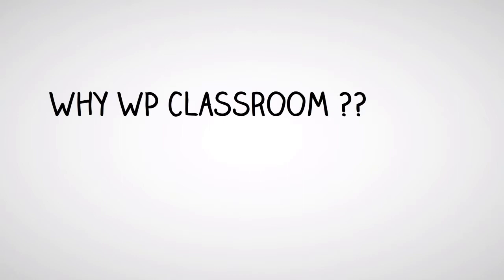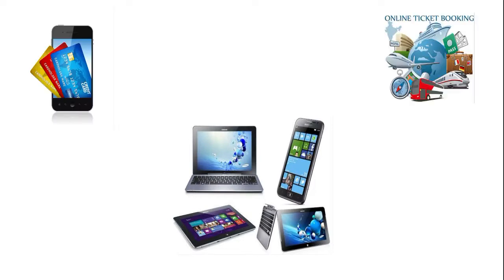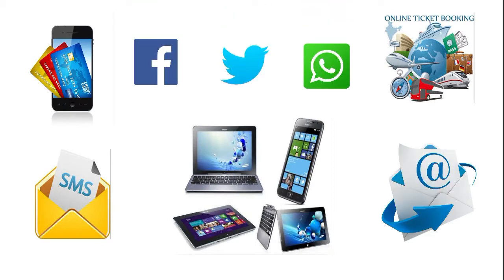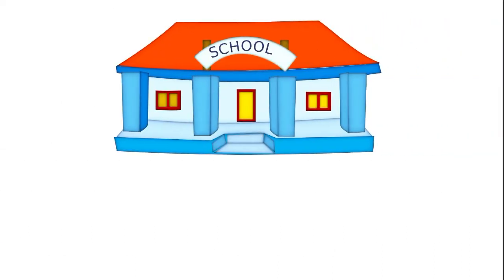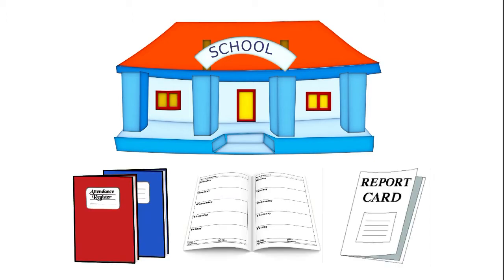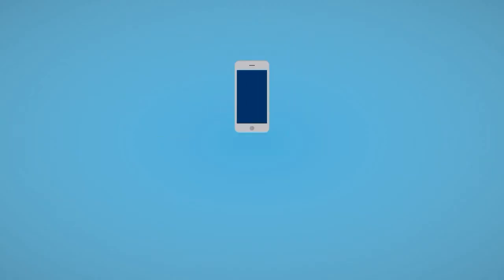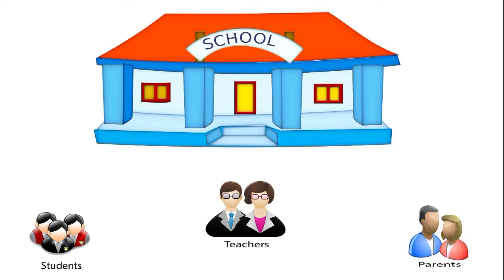Why WP Classroom? Smart devices are becoming an integral part of our life, just like mobile billing, train ticket, SMS, emails, social media. But when it comes to child education, they are still managed traditionally, manually, like attendance register, homework diary, report cards, notifications, etc. WP Classroom brings you an intelligent interface that will help you manage an institute at the click of a button. It enables smart communication within school between teachers and parents.